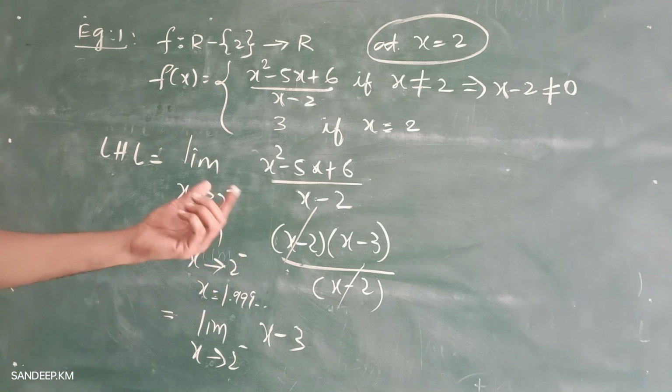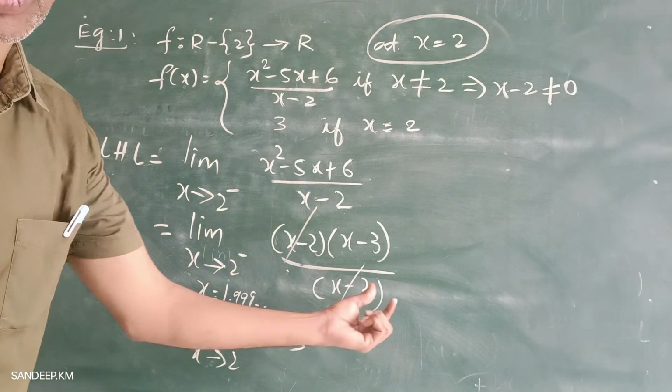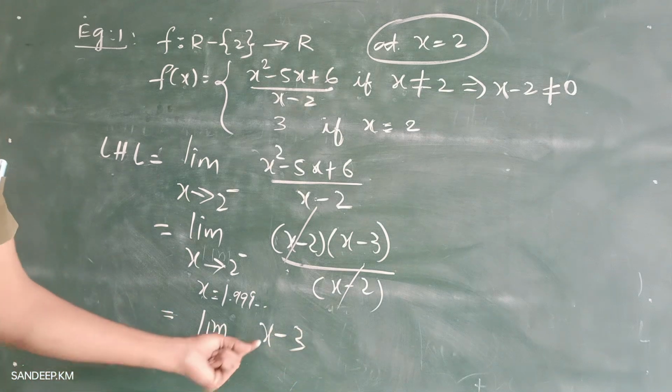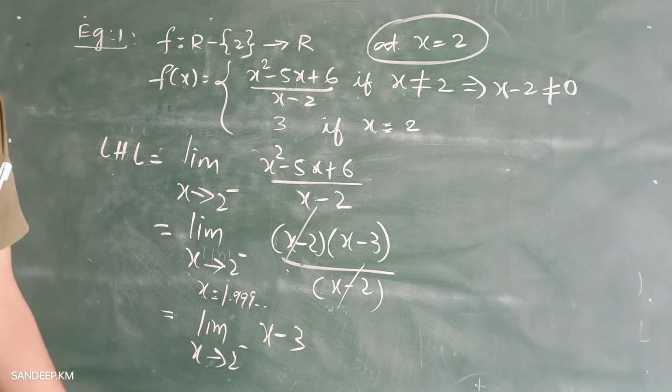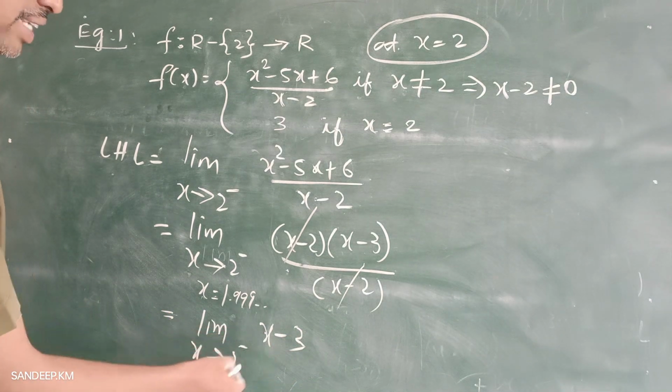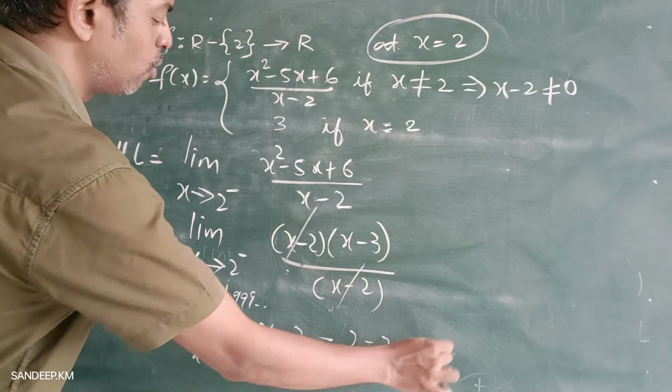Only when you want to know whether the answer is approaching from the left side or right side, then you have to write x as 2 minus h. For now, you can directly substitute x as 2. So 2 minus 3, which is equal to minus 1.